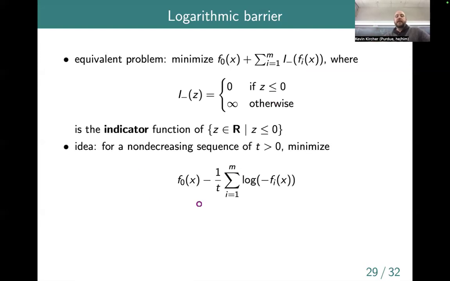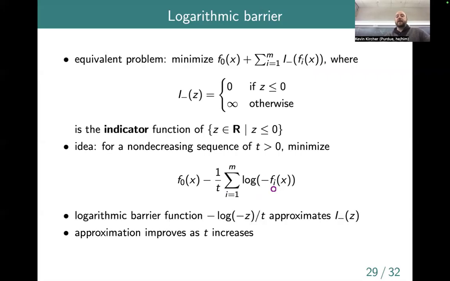Okay, so we do that using what's called the logarithmic barrier function. Instead of the indicator up here, we put in 1 over t times the sum of each of the components of the log of the negative of f. Looks like a weird thing to do. Why would we do that? Well, basically, as t gets bigger and bigger, the log barrier function more and more closely approximates the indicator function. And so we're getting closer and closer to this version of our constrained optimization problem.